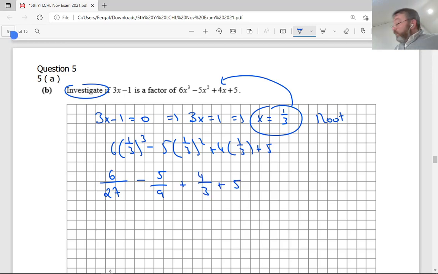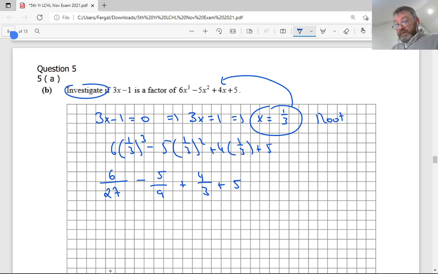5. And when you work it out on your calculator, you're going to end up with 6 over 27. So 6 divided by 27. And from that, we're going to take away 5 over 9. So 5 divided by 9. From that, we're going to add 4 over 3.